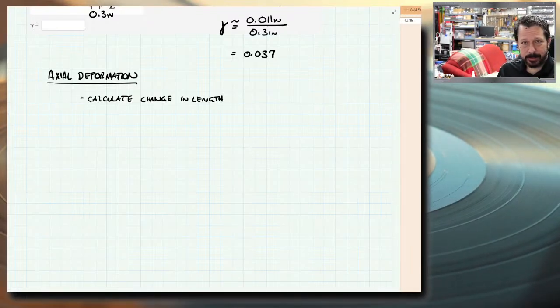Axial deformation, and then we'll be done for the day. So we want to calculate the change in length. Actually, we'll be done for the week, won't we?